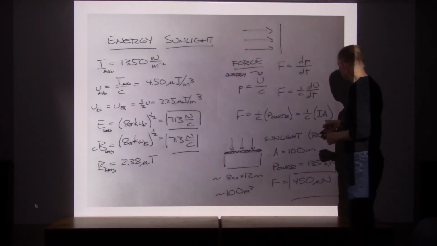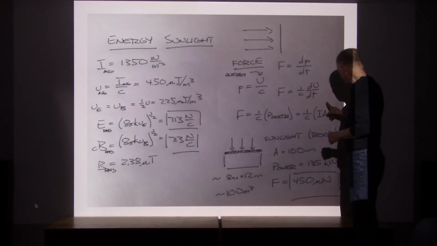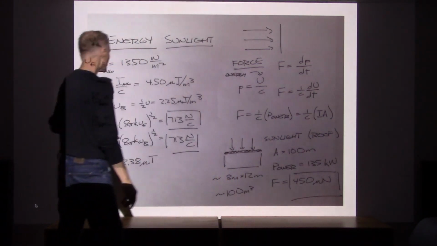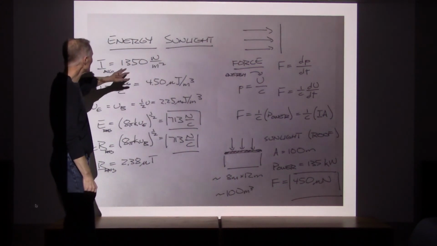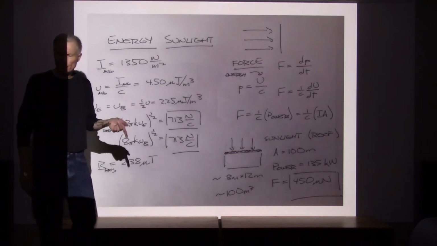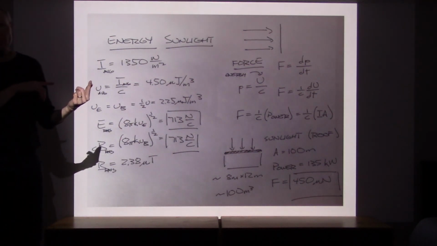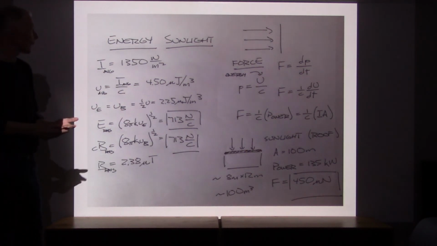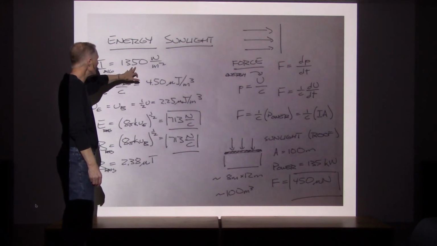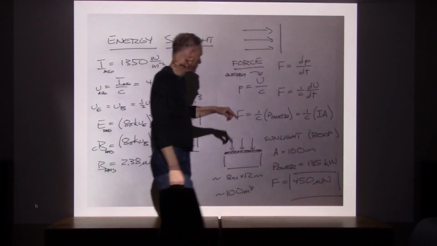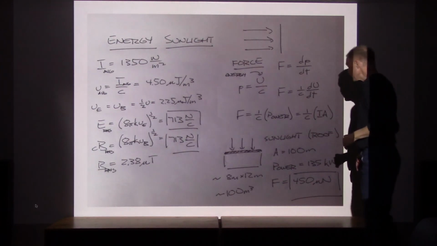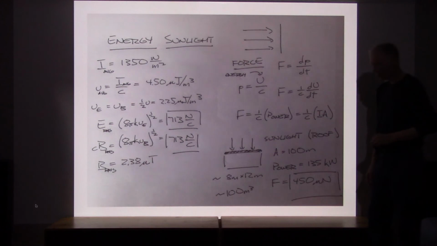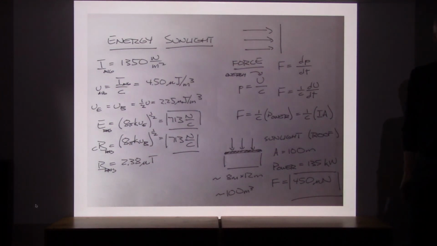The power is going to come from taking the intensity and multiplying by the area. For this, I went back and used this intensity. Now I know this is the intensity above the atmosphere, not the one down at the surface. Sorry, I should have used a lower value. But I went ahead and used this 1350, and then I multiplied it by the surface area, and it said the total power of sunlight hitting my roof is like 135 kilowatts.